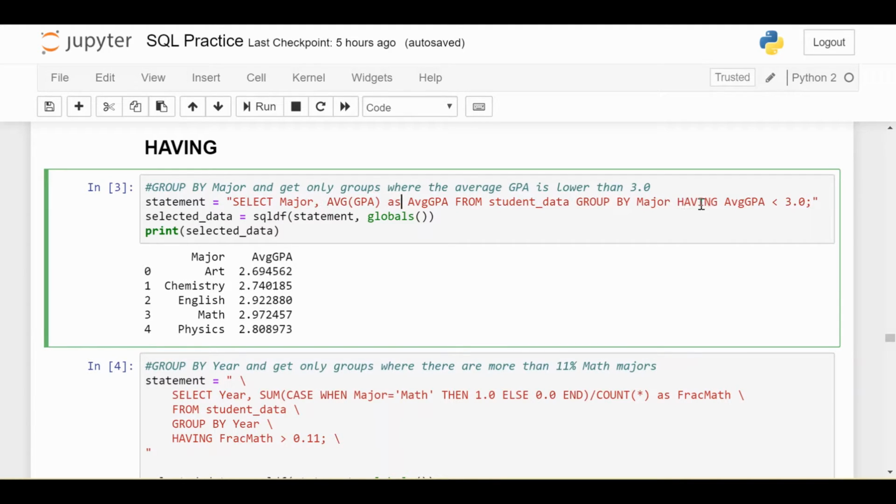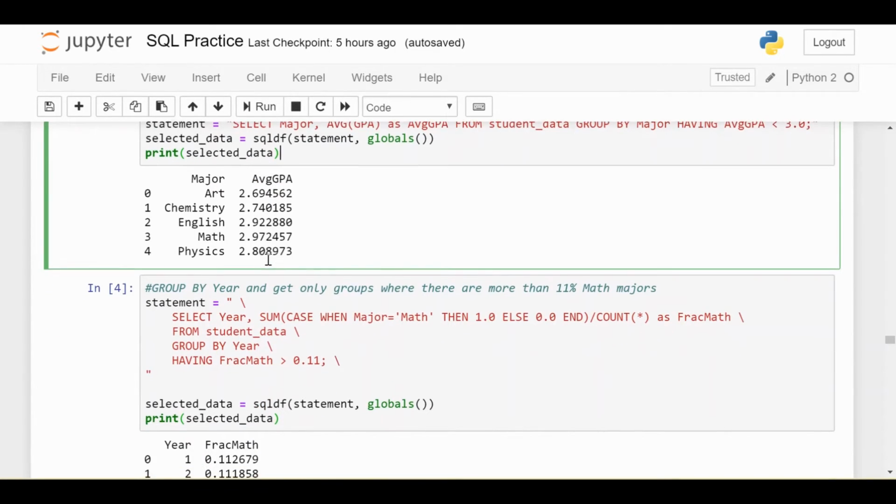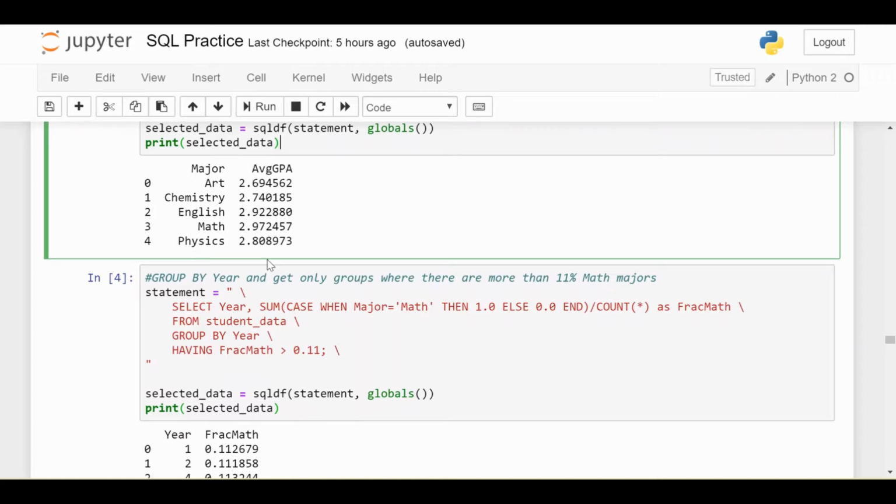And then we're going to say only give me back the majors where the average GPA is less than 3.0, and then report the major itself and report to me that average GPA. So if I ran that, I get 5 out of my 9 majors where the average GPA is below 3. Let's look at one more example using the having statement just to get a better hang of it.